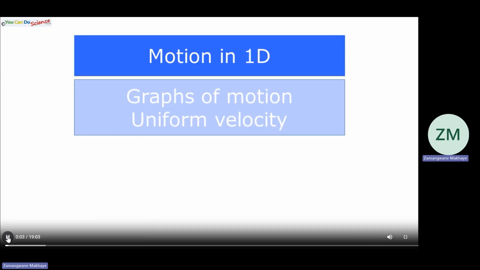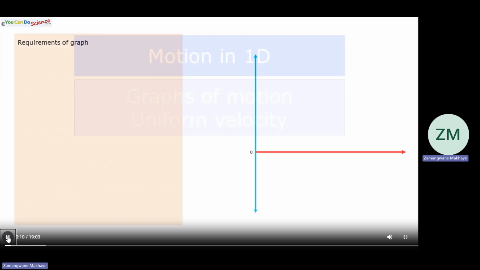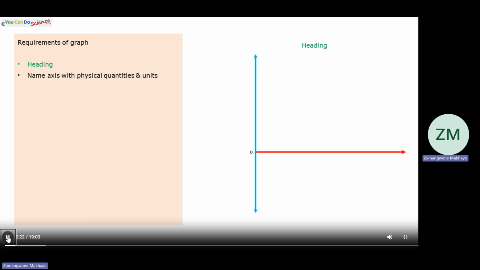In this lesson, we're going to study different graphs of motion of an object moving with a constant velocity. Before we can draw graphs, we must quickly revise the requirements of a graph. A graph must have a heading to indicate what data we are using to draw the graph with. The axes must be named with physical quantities and units.